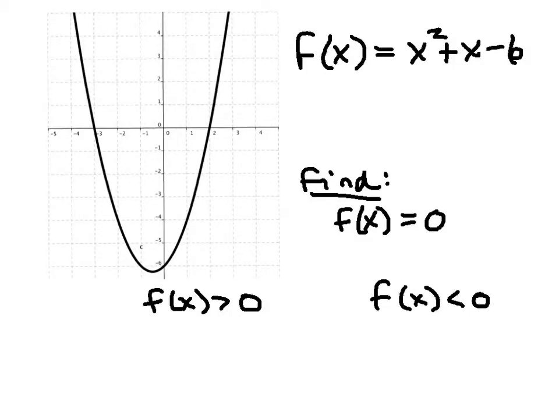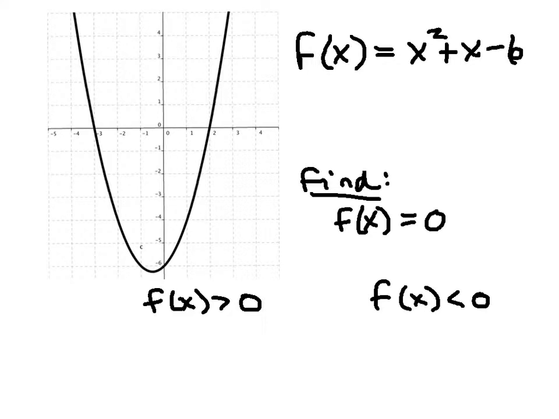In this example, we are going to describe the solutions to polynomial inequalities. So here I'm given a particular function, f of x is equal to x squared plus x minus 6. This is my function, and over here I have the graph of my function. What I want to be able to find is when this function is equal to 0, when this function is greater than 0, and when this function is less than 0.